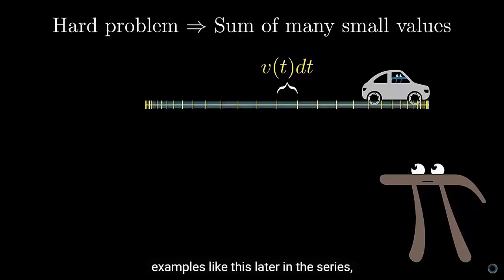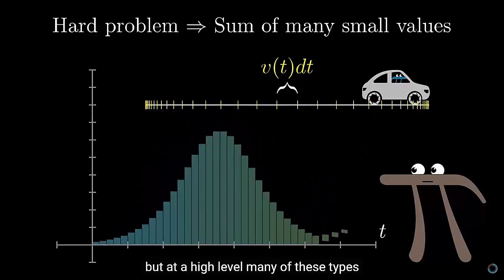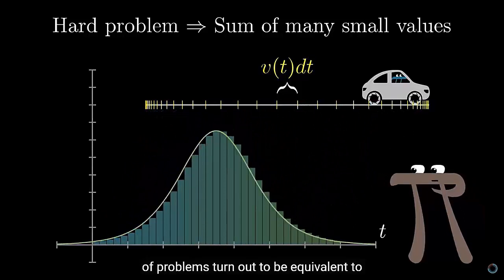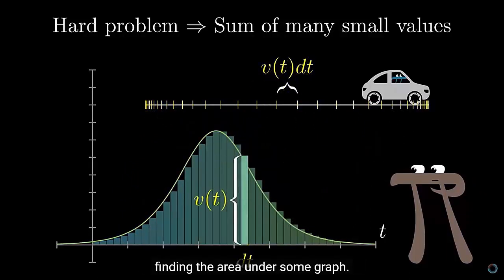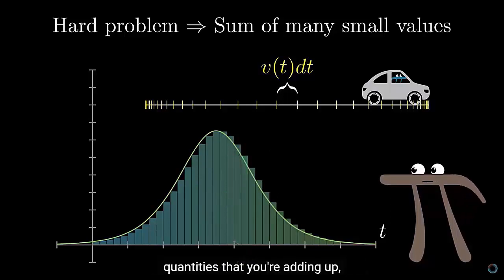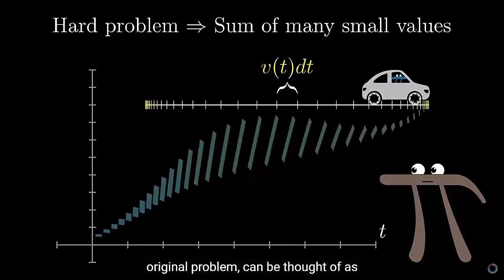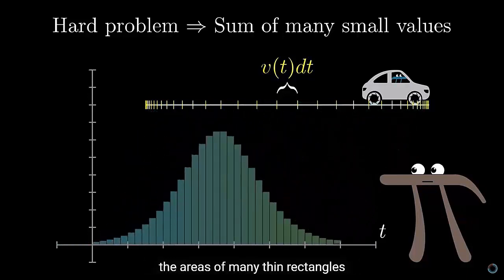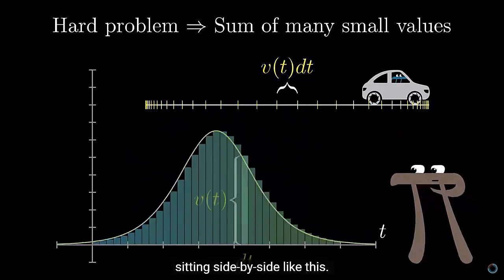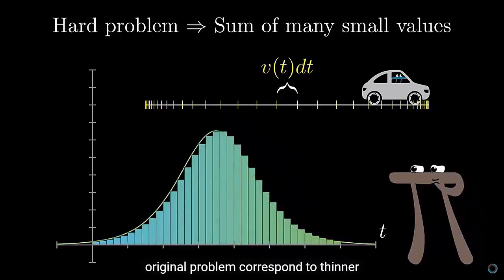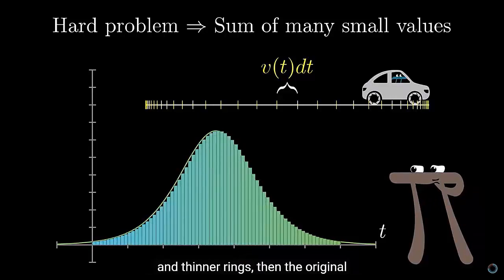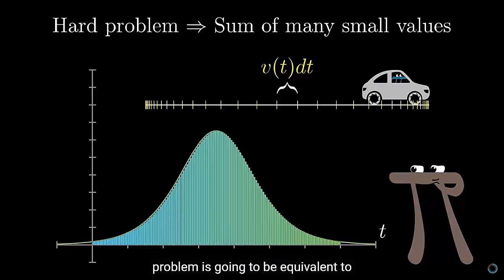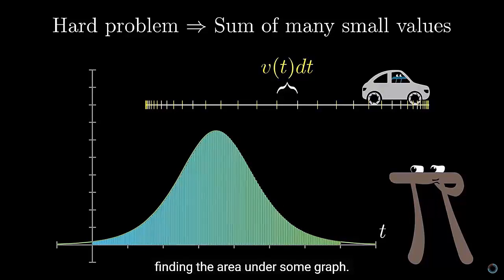I'll talk through the details of examples like this later in the series, but at a high level, many of these types of problems turn out to be equivalent to finding the area under some graph, in much the same way that our circle problem did. This happens whenever the quantities that you're adding up, the one whose sum approximates the original problem, can be thought of as the areas of many thin rectangles sitting side by side like this. If finer and finer approximations of the original problem correspond to thinner and thinner rings, then the original problem is going to be equivalent to finding the area under some graph.